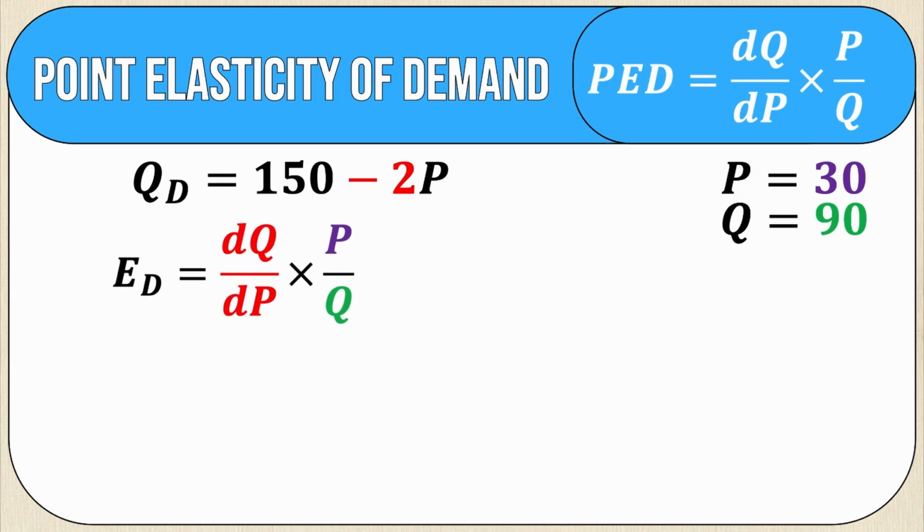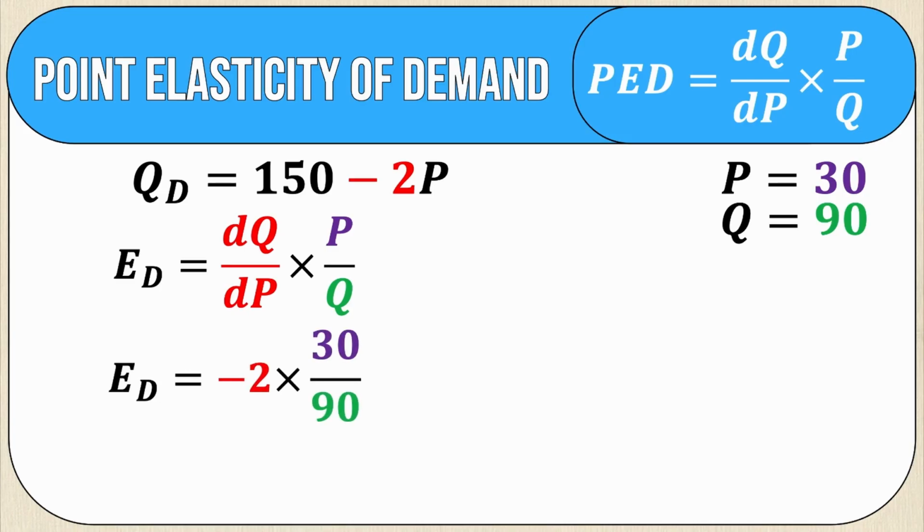Now that I've got all these values, let me substitute them into the equation. So elasticity of demand, or specifically point elasticity of demand, is equal to -2 times 30 over 90. This means that elasticity of demand is -60 over 90, or -2/3.